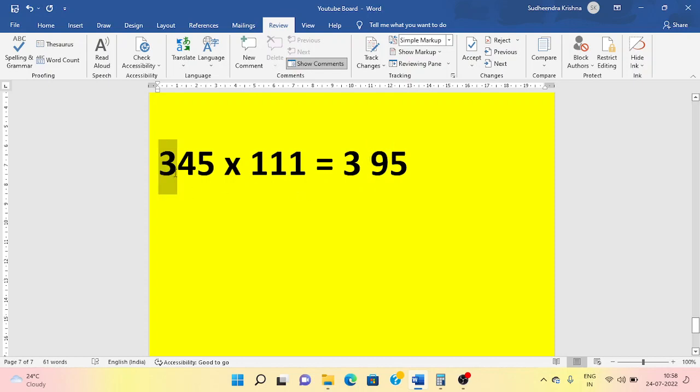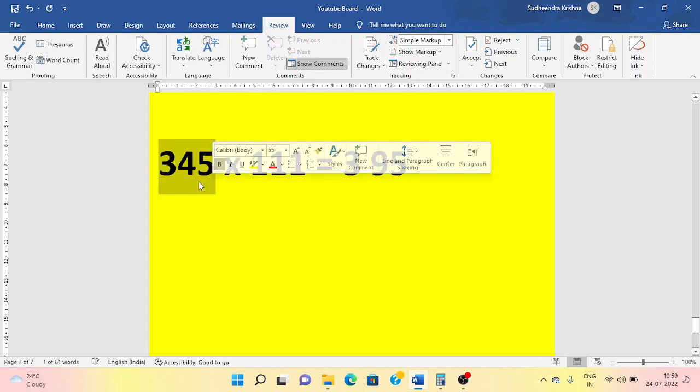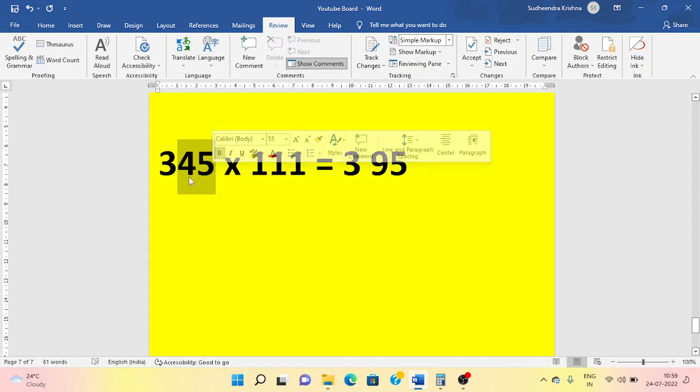Now you add the 3 digits 3, 4 and 5. Already we got 4 plus 5 is 9. 9 plus 3 is 12. But 12 is a 2 digit number. We cannot take a 2 digit number. So out of 12, I will take only 2 and I will carry over 1 to the left number.